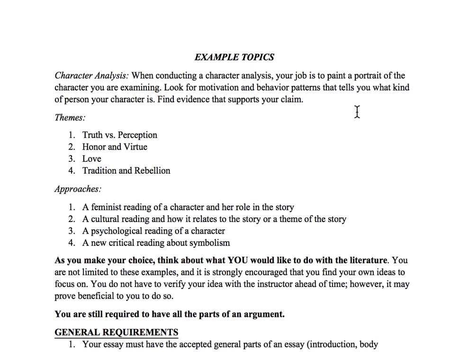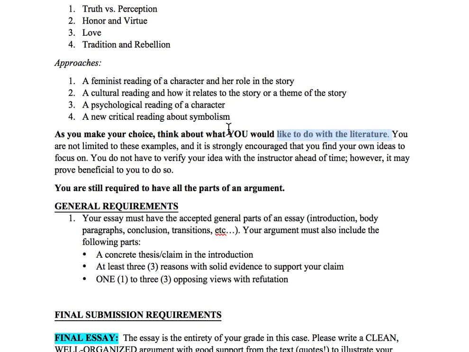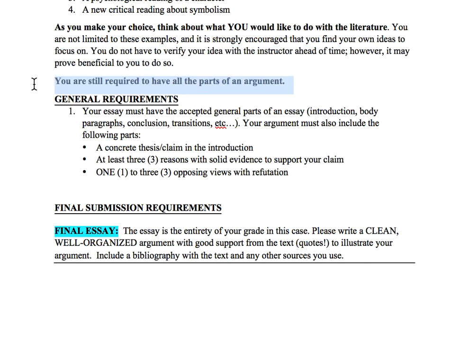As you think about which one of these 3 options you want to do, think about what you want to say about this piece of literature. What struck you as interesting or important, or even what did you not like that you want to talk about? Again, you're not limited to these examples. Just use your own intuition and your own ideas to create an interesting argument about this story. You do not have to, in any way, verify your idea with me, but you are more than welcome to email me with questions. You are, again, supposed to have all the required parts of an argument.